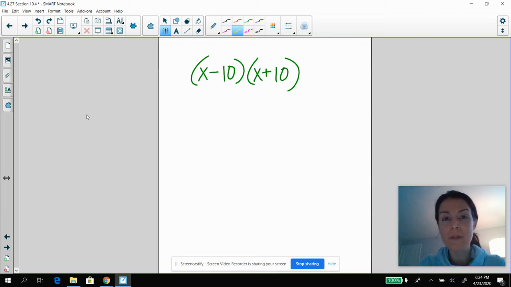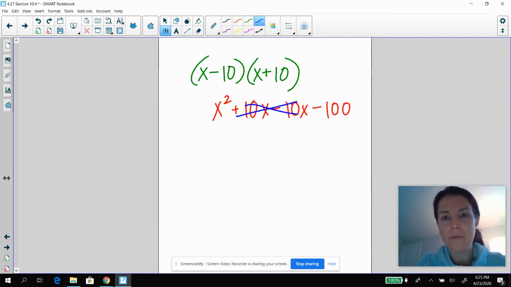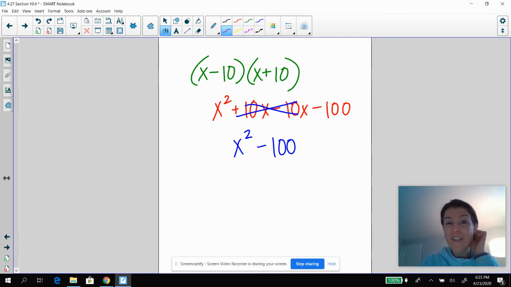So if we were to foil this out, we would get x squared first. Outer would be positive 10x. Inner would be negative 10x. And then my last would be negative 100. So if I went through and simplified, oh shoot, my middle terms drop out and I'm left with x squared minus a hundo.